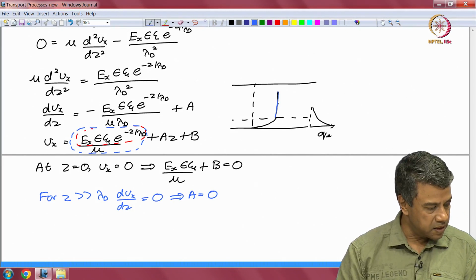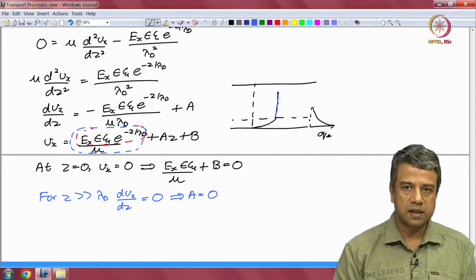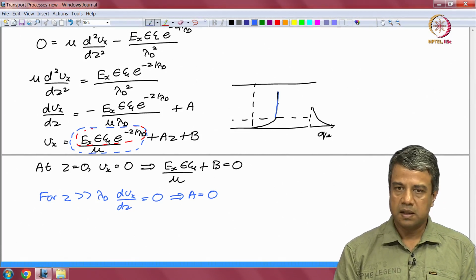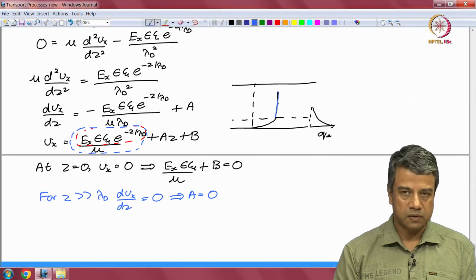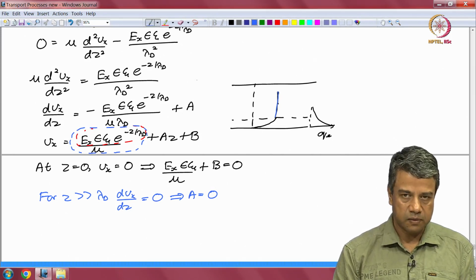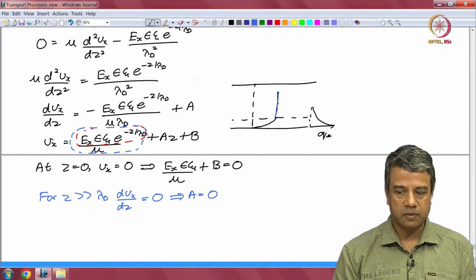So, as I go outside the boundary layer, if there is no relative motion between the two walls, if the two walls are stationary, there cannot be a velocity gradient between these two walls. A velocity gradient arises only if you have a non-zero stress exerted by the wall on the fluid, or a difference in the velocity between the two walls.